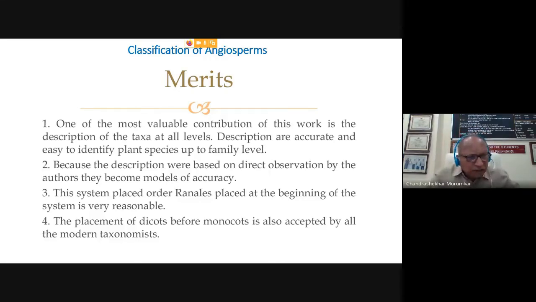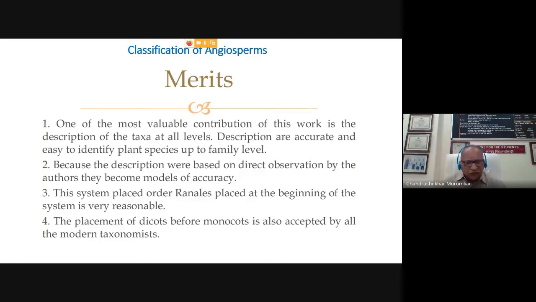Even he has prepared the groups in such a distinct way that even a small amateur botanist can identify them. And that's why this particular system of classification was very popular, very famous, and ready to use. Because the descriptions were based on the direct observations by the authors, this became the model of accuracy. So even today, this work is treated as a standard work.